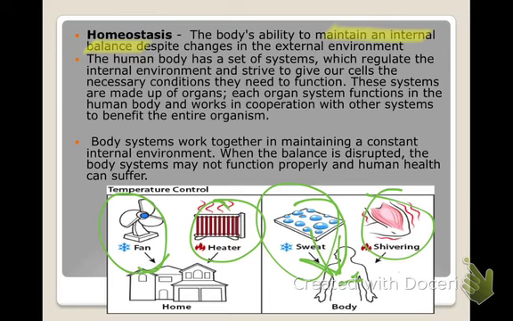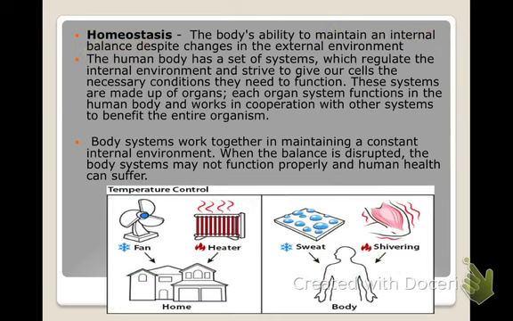As sweat evaporates from your skin, it pulls the heat with it. Remember when we did the psychrometer, when we were fanning those wet thermometers and that temperature was dropping? The same thing is happening with sweat on your body. Okay, so that's one way that our body works to help us maintain that constant balance, that homeostasis in our body.